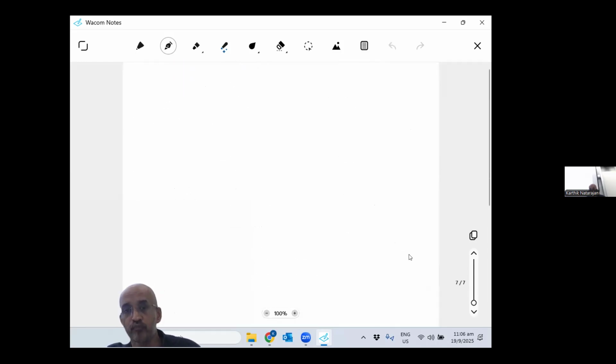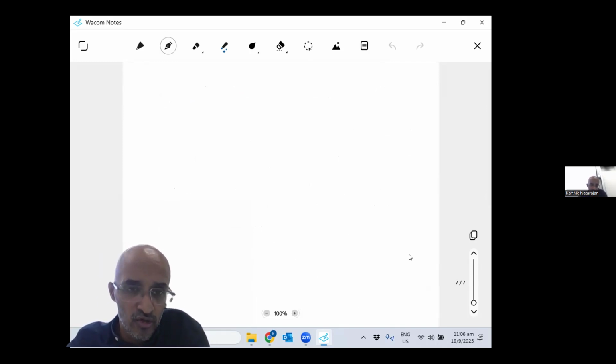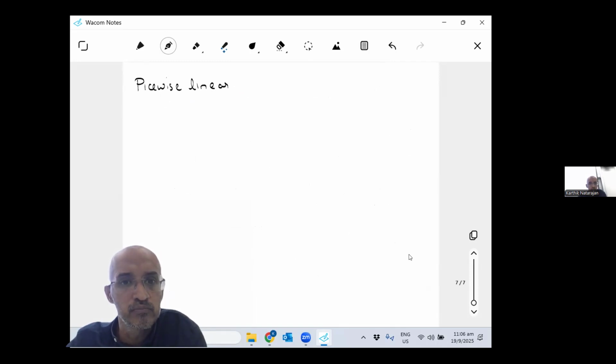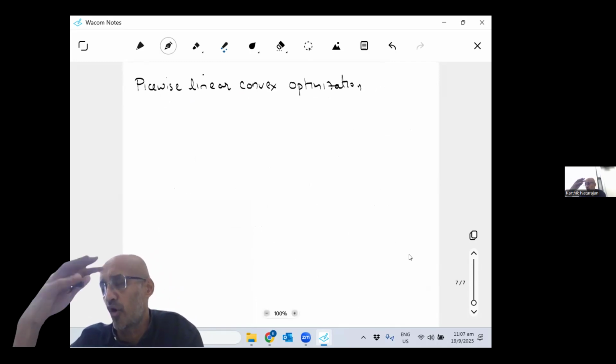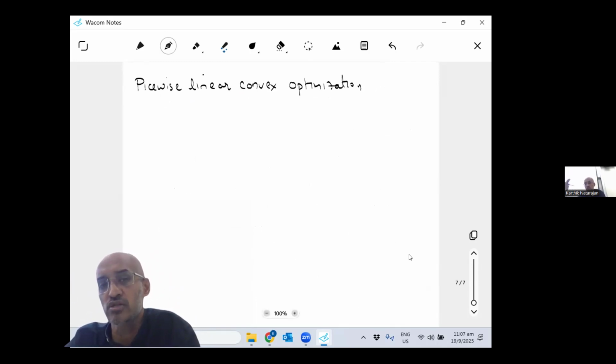So why is this useful? So we spoke about LPs. So I'm going to look at a slightly more general class now of problems. I'm going to call this piecewise linear convex optimization. So we did linear optimization, or at least we discussed linear programs, and convex optimization. I'm now looking at a class of problems. I'm going to define this problem. So what is this problem?